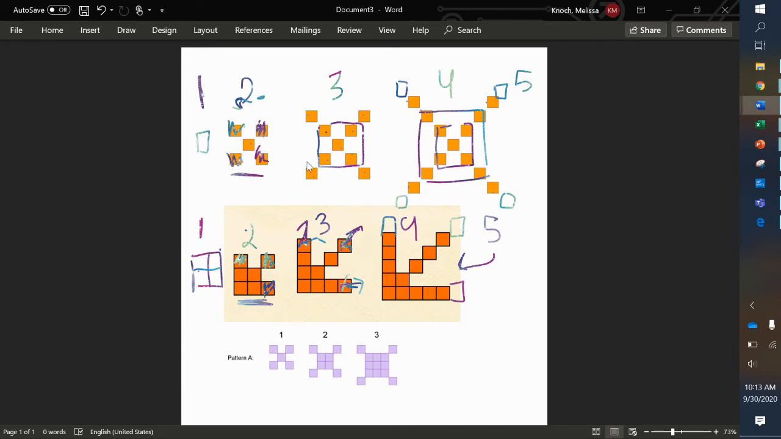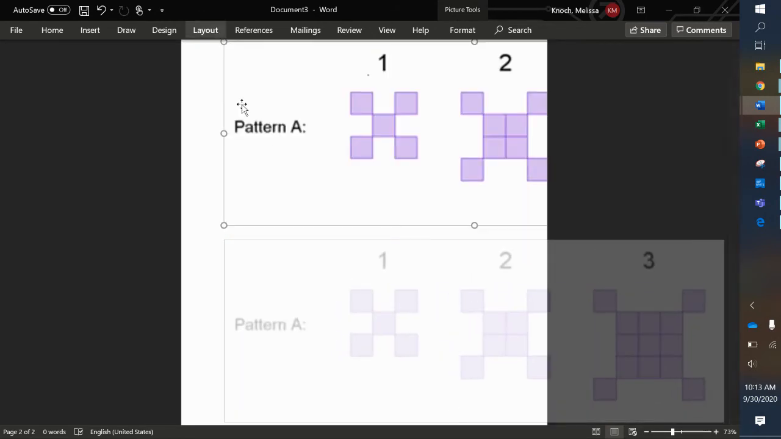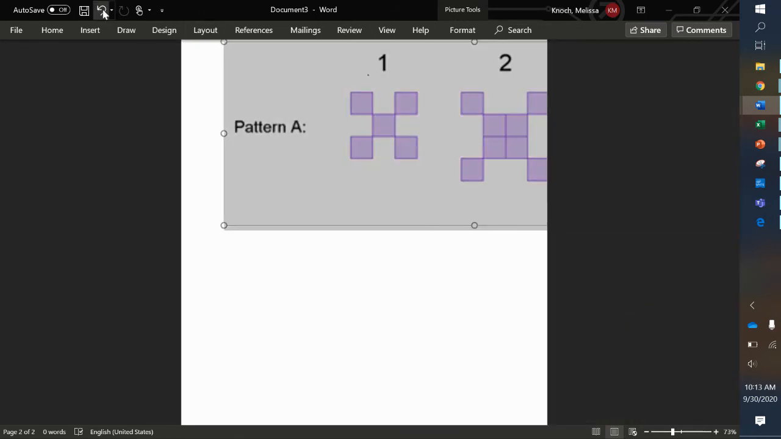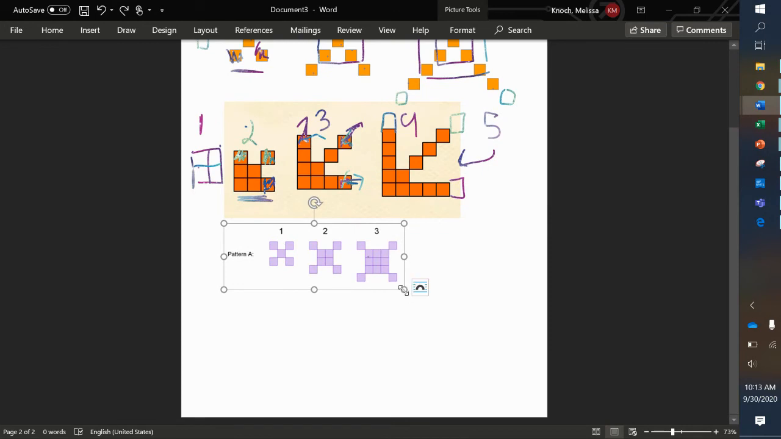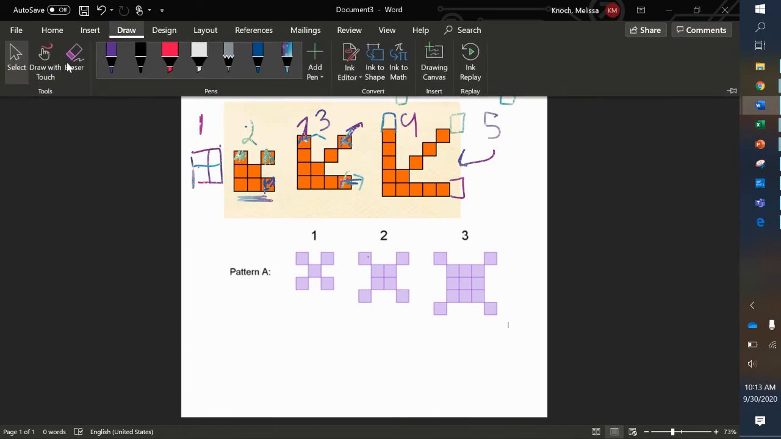I think I need to increase this a little bit. Okay, let's make this guy a little bigger. Oh, not that big though. That's not what I want. Okay, there we go. Let's go back and draw.